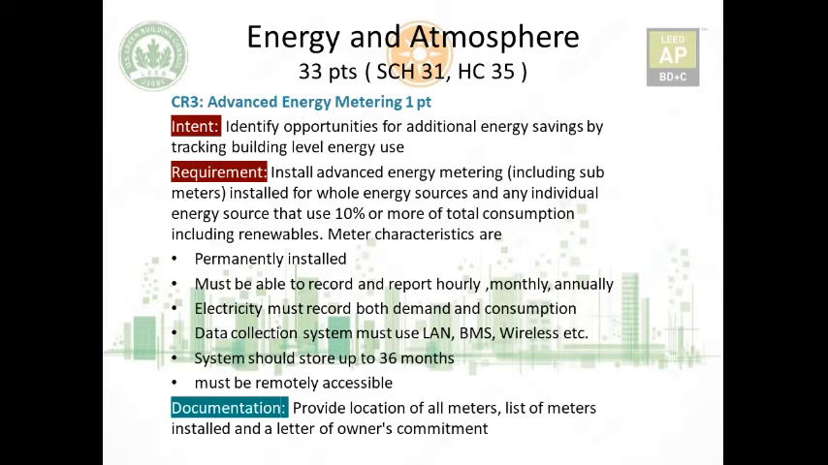Electricity must record both demand and consumption, and it should be able to store, the meters should be able to store 3 years of data. So it's kind of advanced. First of all, you have to meter all energy system, any energy system that takes more than 10%, and these characteristics should also be there in the meters. So the documentation is to provide location of all submeters and main meters, list of them, and the letter of owner's commitment that you will share all this information with USGBC.